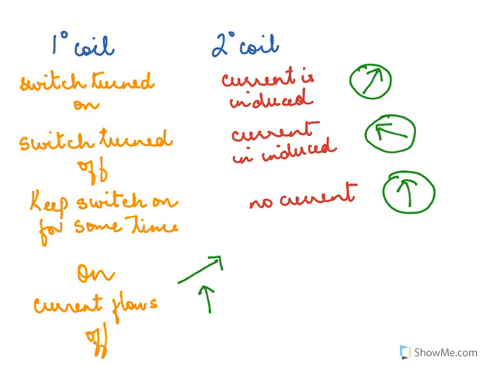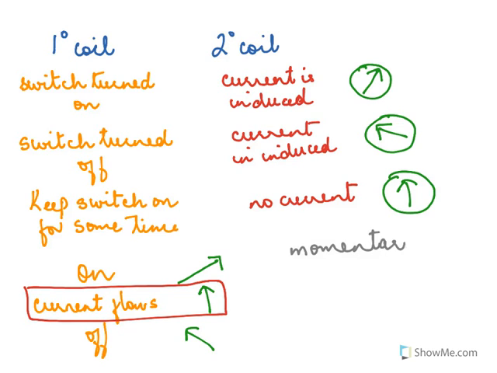The minute you switch the current off, the magnetic field is decreasing and there is a deflection in the opposite direction. This point is very important. When current flows continuously, there is a constant magnetic field, there is no deflection. There is deflection only at the moment you're switching the current on and at the moment you're switching the current off. So it's called momentary deflection. If you read the textbook, they've used the word momentary deflection for that moment of switching it on or switching it off.